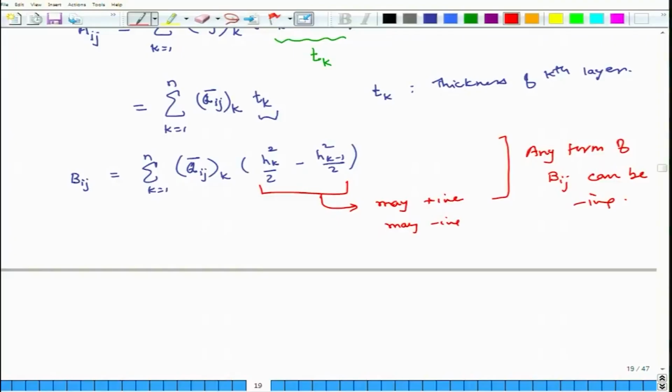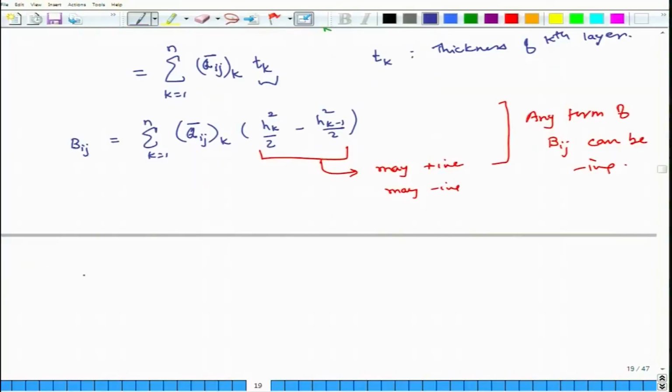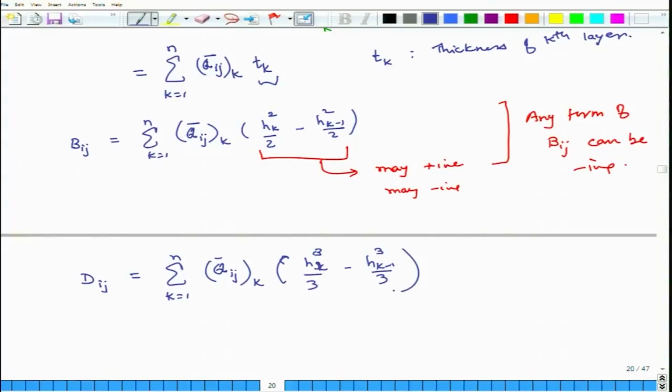And finally, we look at Dij. So, Dij is the sum from k equals 1 to n of Qij, of course, there is a bar, for the kth layer times hk cube by 3 minus hk minus 1 cube by 3. Okay. Now, this number is always positive.